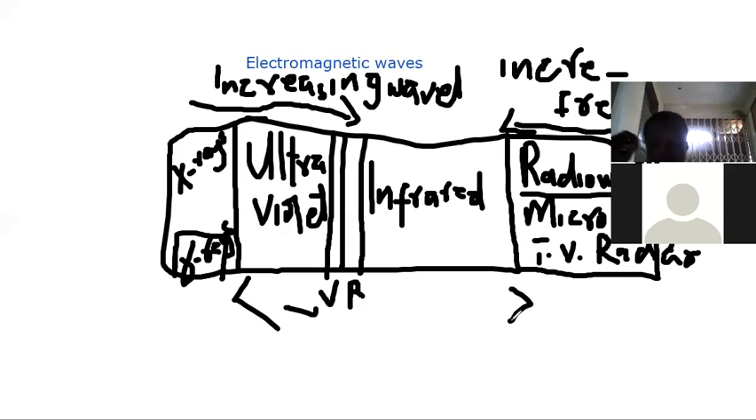Now let's talk about one or two properties. We have just less time. Let's talk about one or two properties of electromagnetic waves. Electromagnetic waves, like all waves, perform all the properties associated with waves. They can be reflected, refracted, interfered, and diffracted. So they undergo reflection, refraction, interference, and diffraction. The rest is reading.